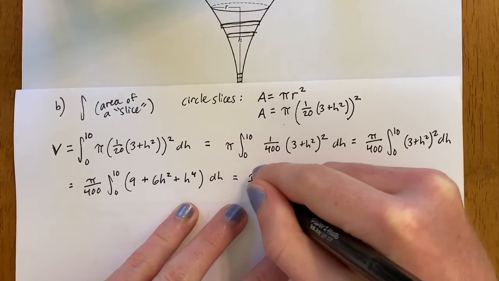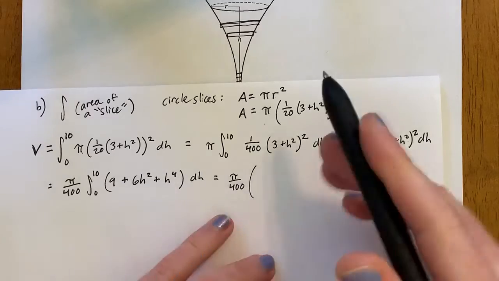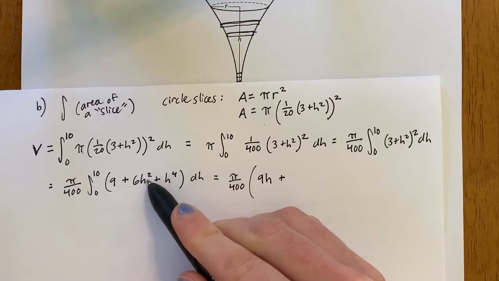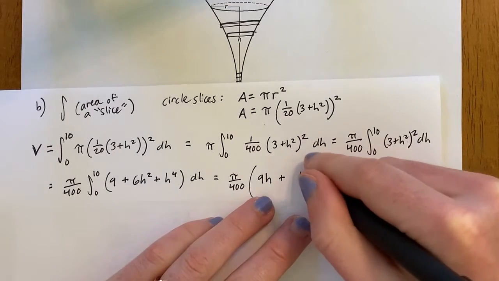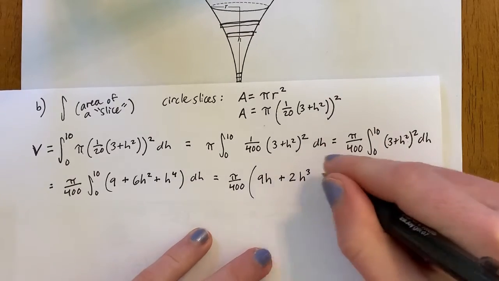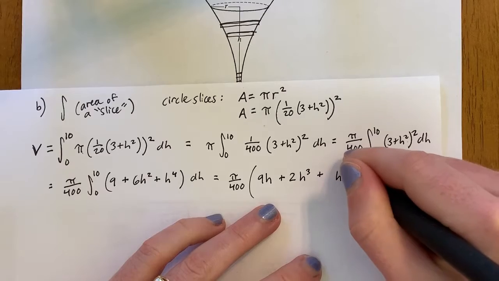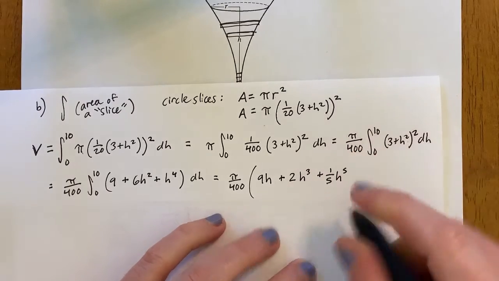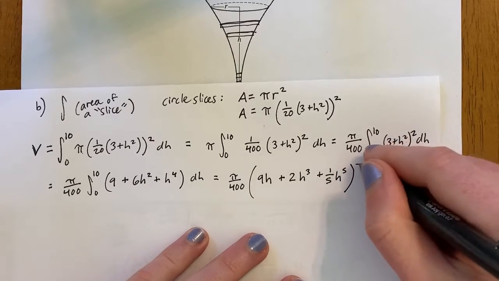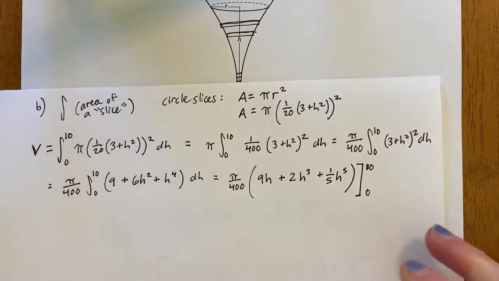I got pi over 400. I'm going to give myself a big parentheses. And for this 9, that's going to bump up to a 9h. H squared will bump up to h cubed. And then we're dividing by that 3. 6 divided by 3 is 2. H to the 4th is going to bump up to h to the 5th, dividing by 5. So I'm putting a 1/5. And then my bounds, put a bracket, and my bounds were from 0 to 10.